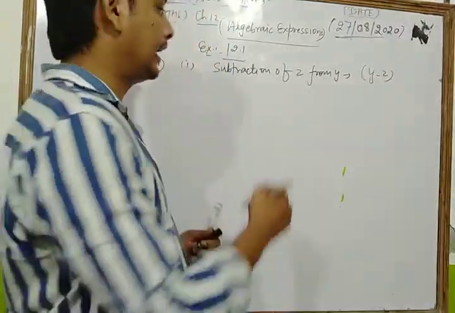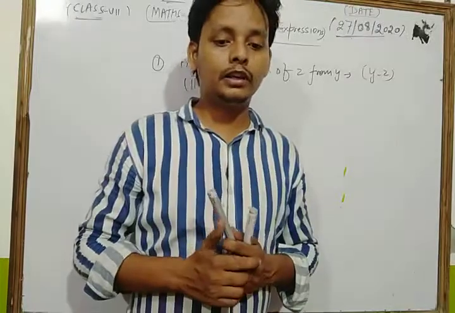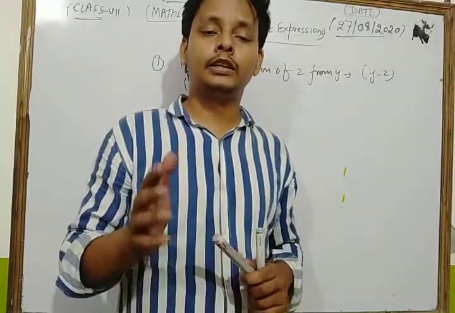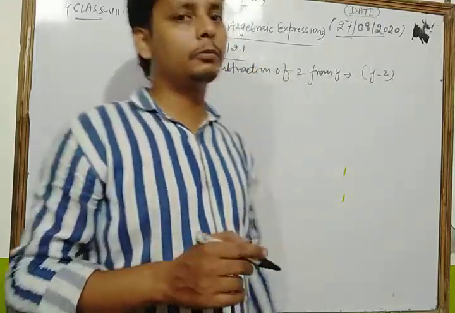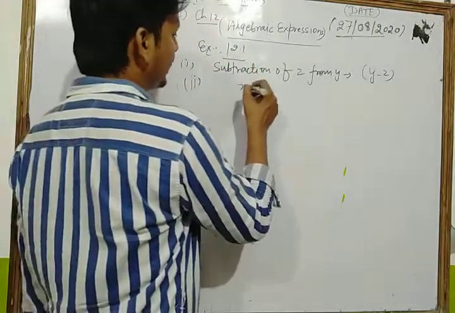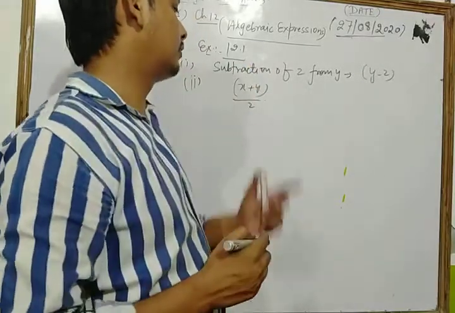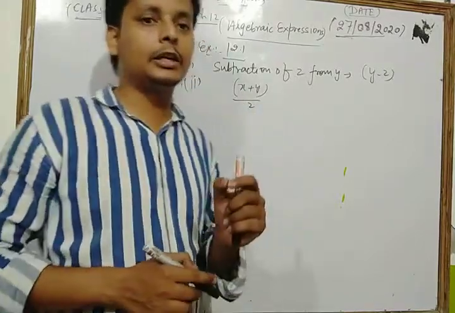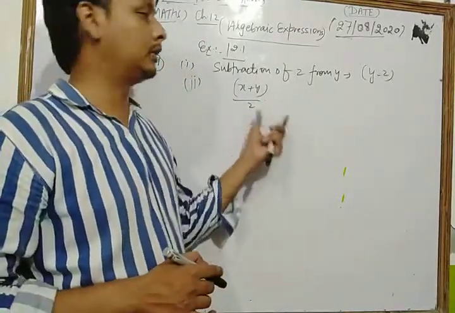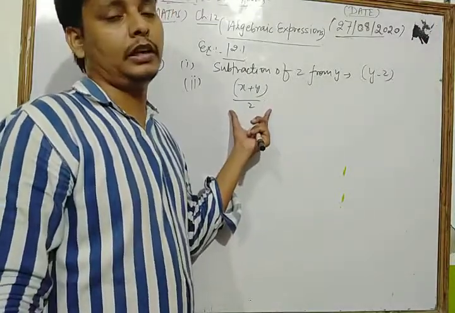Similarly, we take the second part of this question: 1/2 of the sum of the numbers x and y. Half means 1/2, and the sum of the numbers x and y means x plus y, so we write x plus y upon 2. This is half of the sum of the numbers x and y. So we can write this statement in the form of an algebraic expression in this way.